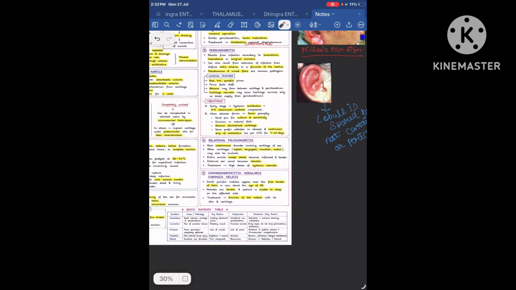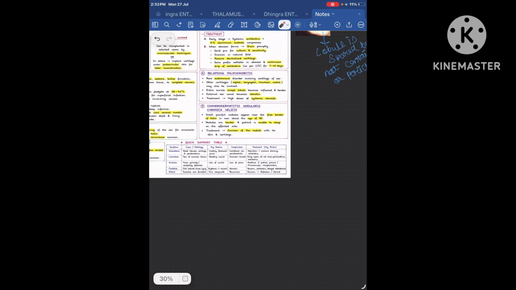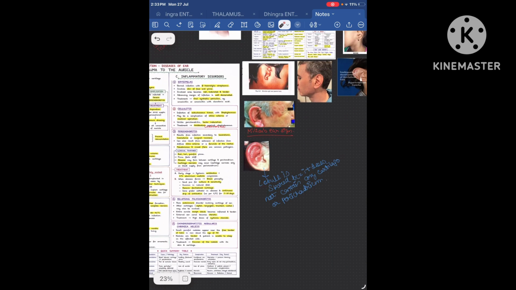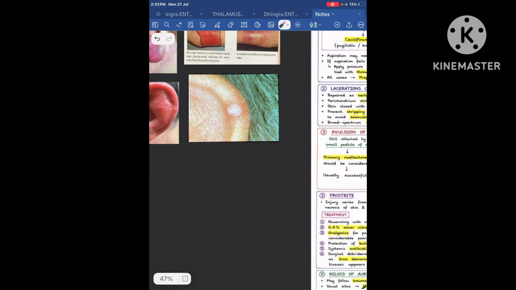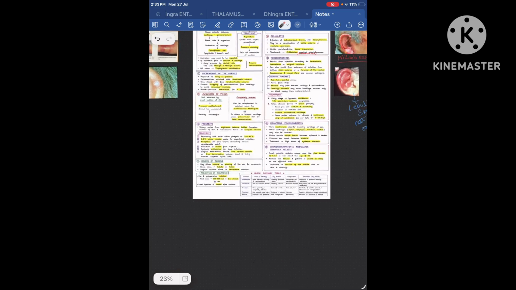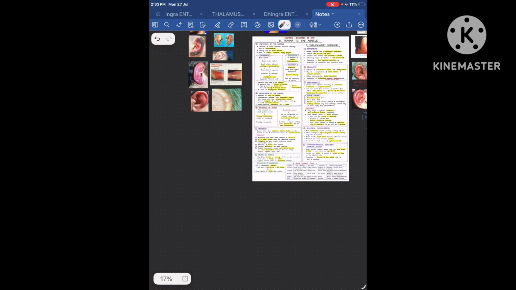Relapsing polychondritis is basically an autoimmune disorder. The entire auricle except the lobule becomes inflamed and tender. I have already told why. Now the next thing is chondrodermatitis nodularis chronica helicis. If you see this image, a nodule on the helix, that is chondrodermatitis nodularis chronica helicis. Small painful nodules appear on the free border of the helix in men around the age of 50. It is tender and people are unable to sleep. We have to do excision of it.